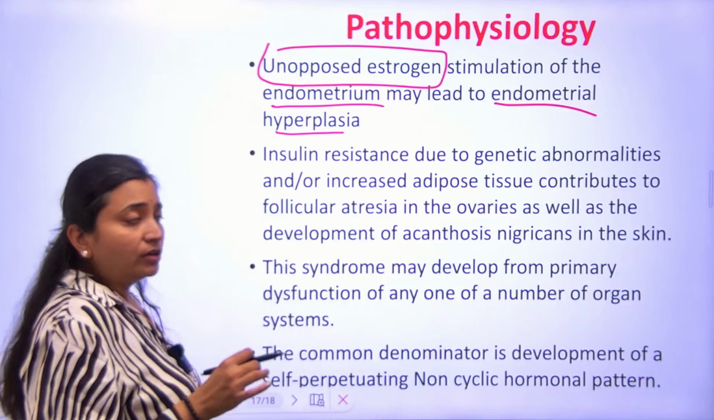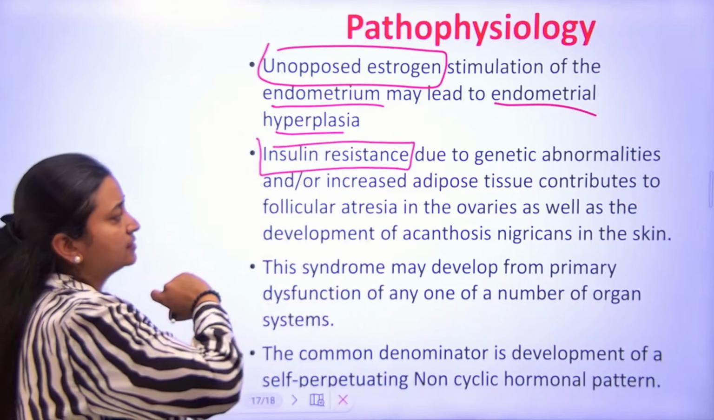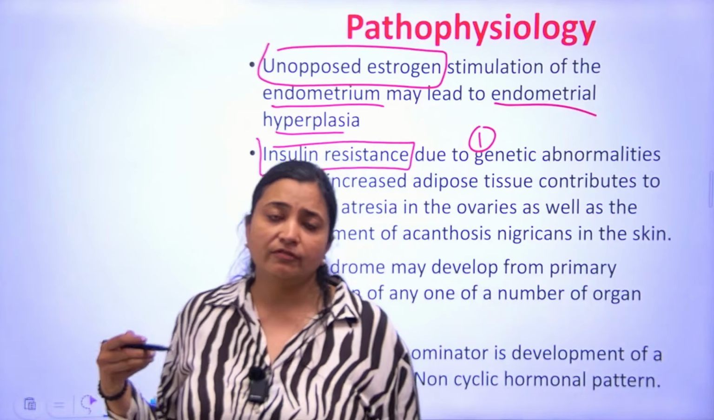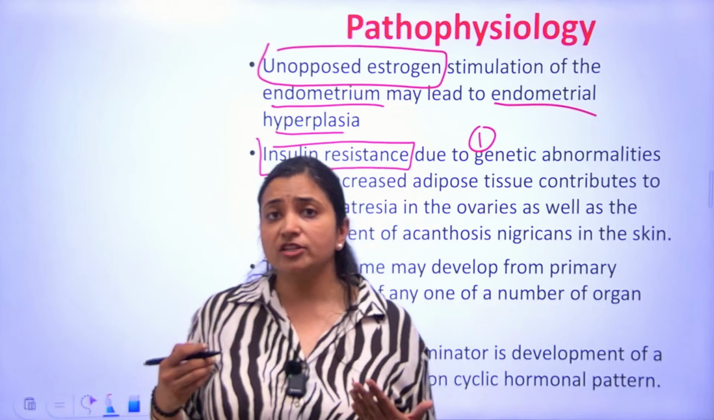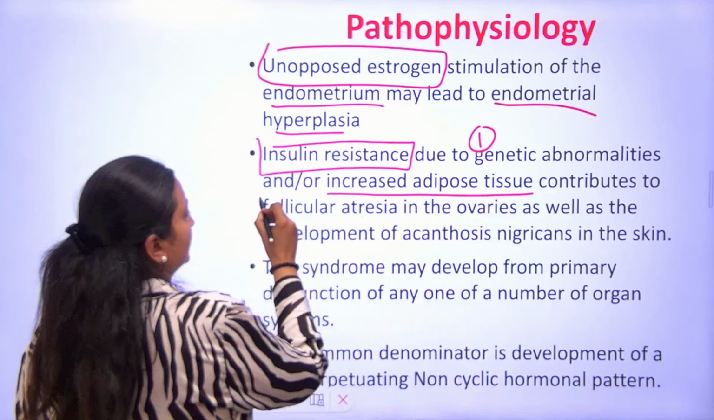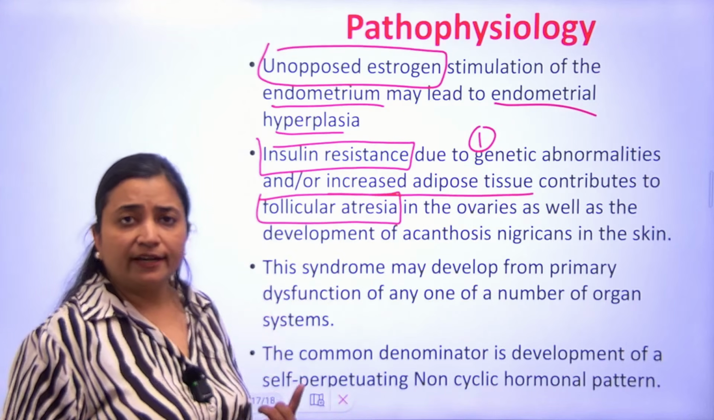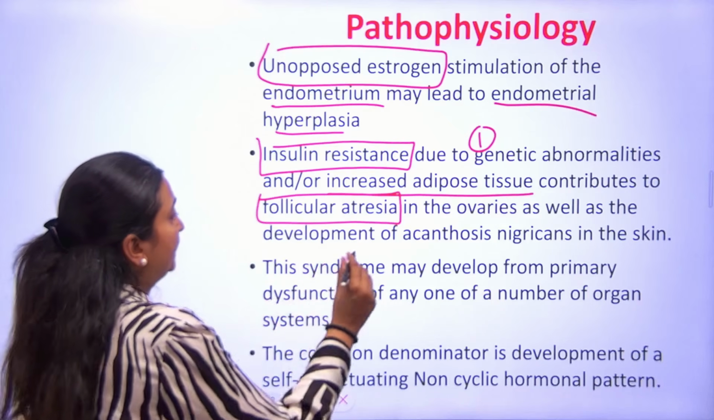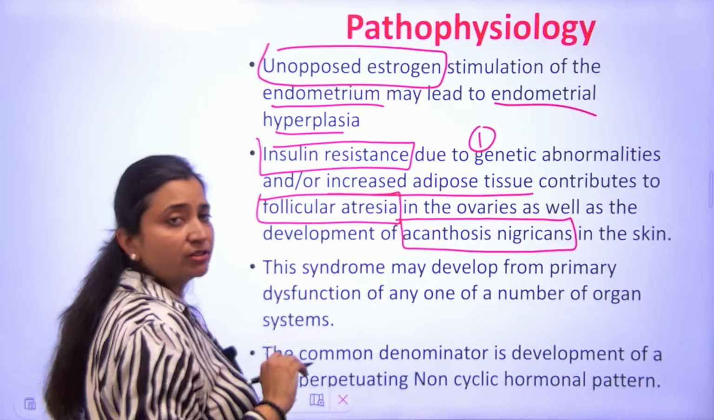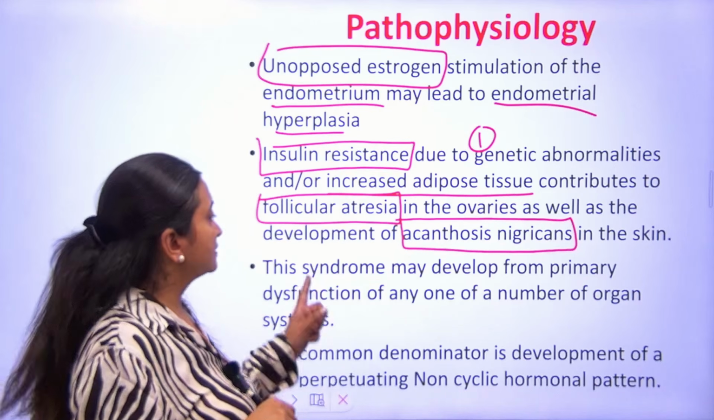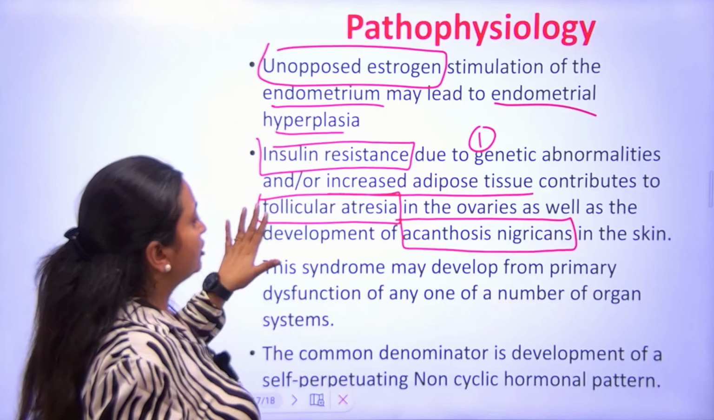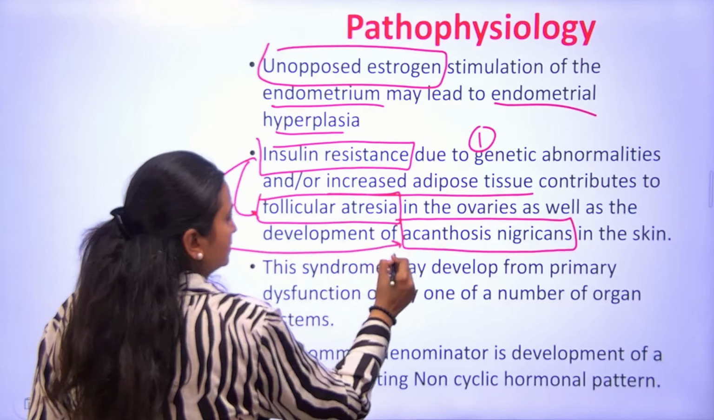Now in PCOS, as I have told earlier, insulin resistance plays a major role. Why is it? Due to some inherent genetic abnormalities. We have talked about the prevalence of PCOS, but PCOS is more in patients where first degree relatives already had PCOS, and or increased adipose tissue contributes to follicular atresia. So insulin resistance can be because of genetic abnormalities or because of increased adipose tissue. It leads to follicular atresia in the ovaries as well as development of acanthosis nigricans, a furry appearance of the skin, that I will be talking about in my clinical features class. So insulin resistance is very important, either because of genetic abnormalities or because of adipose tissue. Insulin increases, which leads to follicular atresia and acanthosis nigricans.